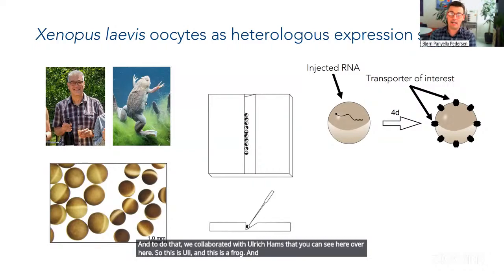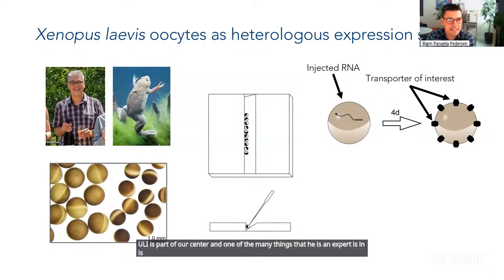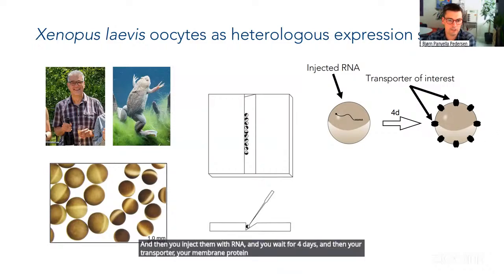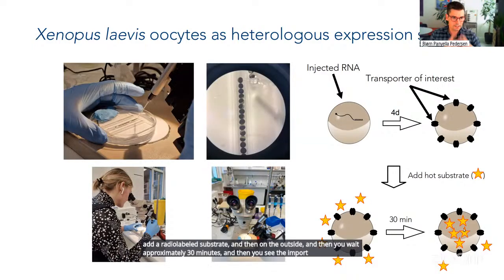Uli is part of our center, and one of the many things that he is an expert in is these Xenopus oocyte expression systems. So what you do is you take these frog eggs that are approximately 1 millimeter across, and then you inject them with RNA and you wait for 4 days, and then your transporter, your membrane protein, will be expressed on the surface. You then add a radio-labeled substrate on the outside, and then you wait approximately 30 minutes, and then you see the import. So that looks something like this.